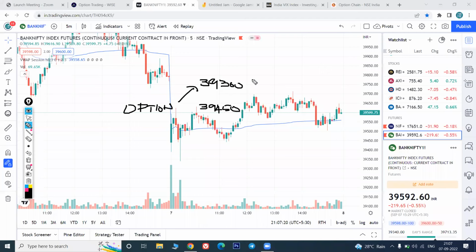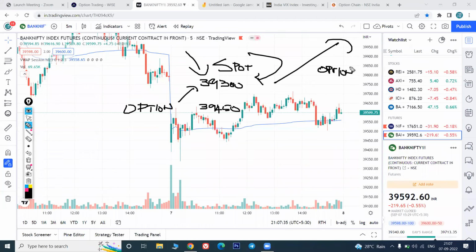I choose option strike price based on the spot level. मैं सिर्फ स्पॉट चार्ट इसीलिए यूज करता हूँ, चार्ट भी खोलता नहीं हूँ. I don't even open the spot chart. Straight away I see what the spot value is. For choosing option strike price, I use spot value. That's it. मुझे उससे ज्यादा स्पॉट में कोई मतलब नहीं है.